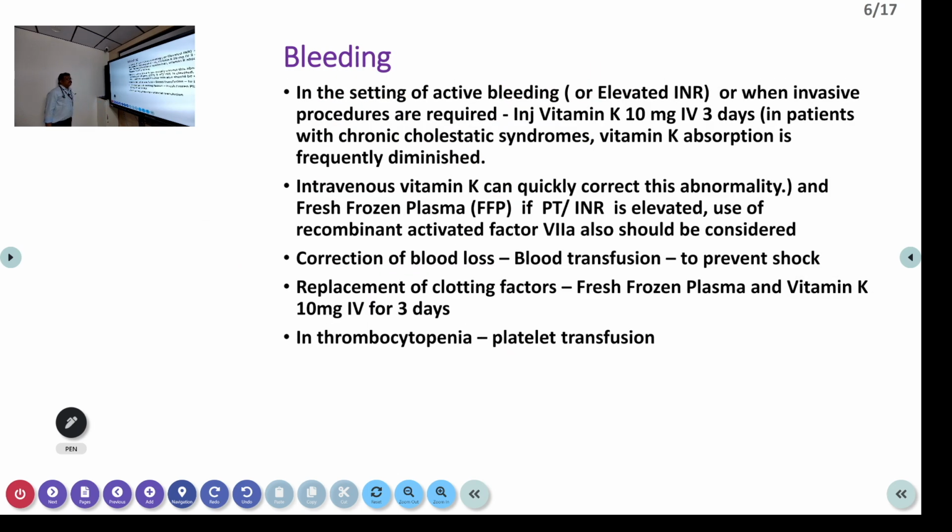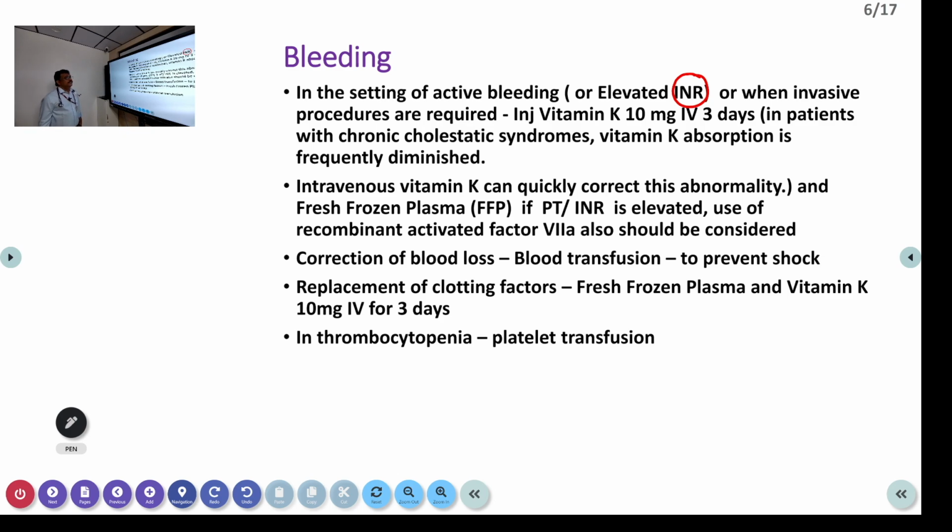Now, bleeding tendency is another important problem. You can see the INR will be elevated in most liver diseases, because one of the functions of the liver is to make our coagulation proteins. If they are not produced properly, the patient can have bleeding tendency, ecchymosis, and the INR will be elevated.